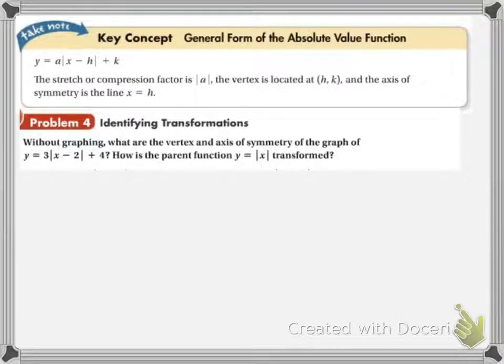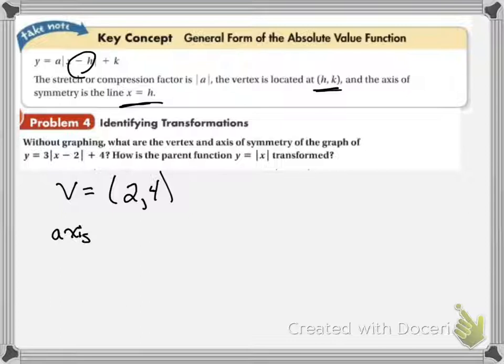The general form of absolute value is y equals a absolute value of x minus h plus k, where h and k are your vertex, and your axis of symmetry is the line x equals h. Now, notice minus h, opposite in parentheses. You're going to hear that over and over again. So in this particular problem, our vertex is going to be, well, you'd think -2, 4, but again, opposite in parentheses, so it's 2, 4. Why? Because it's plus 4 there as well. What's your axis? Your axis, again, is x equals h. So in this case, h is 2, so it's x equals 2.